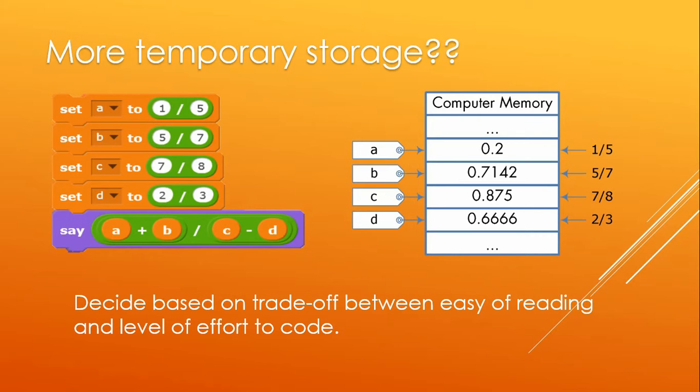So if you want to make it really easy to read, then break it really far down, but remember that it's a lot of code just to do something simple. So just make a judgment call and write your code as it suits you best.